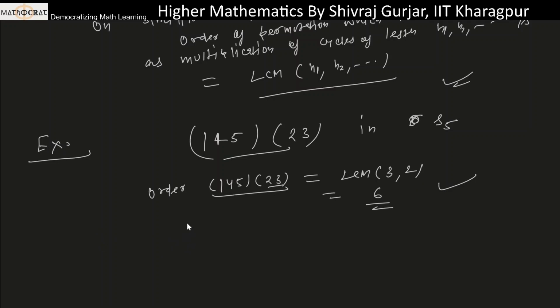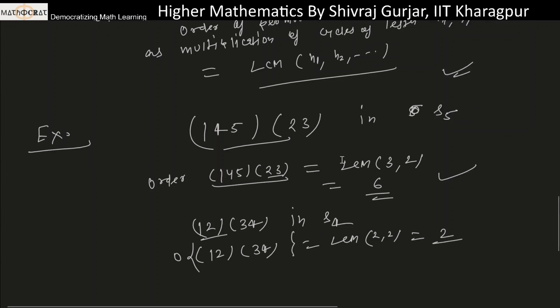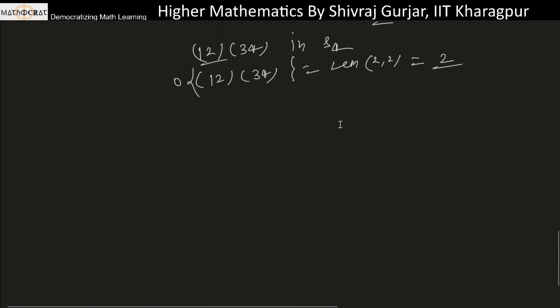ऐसे मान लो कि if we are asked what is the order of (1 2)(3 4) in S4, तो ये क्या होगा? देखो, order of this (1 2)(3 4), इसका जो order होगा that is nothing but the LCM of the length of this cycle and the length of this cycle. This is nothing but 2 only. Okay, so similarly we can take another example as well.